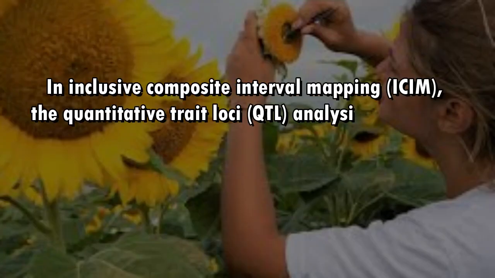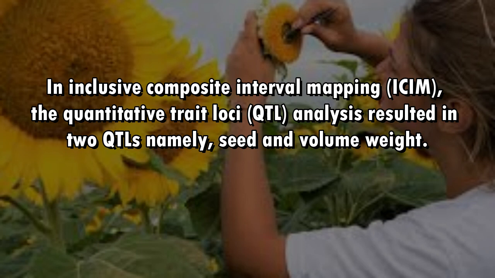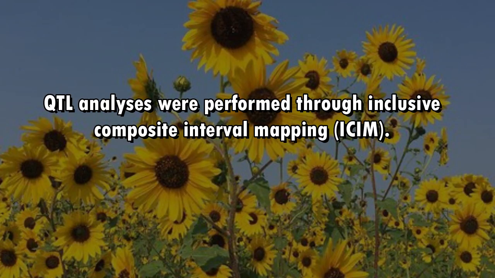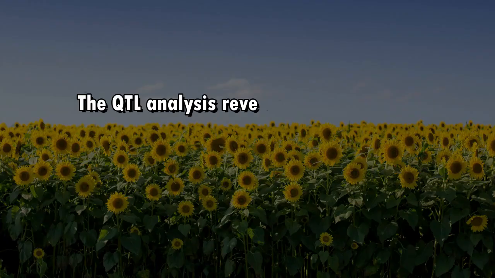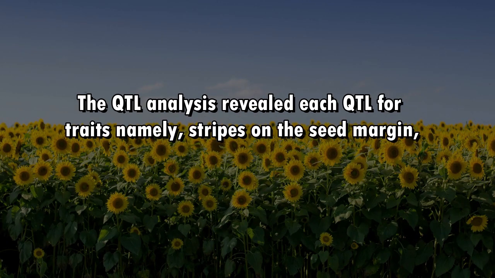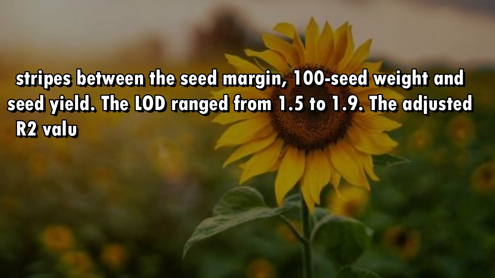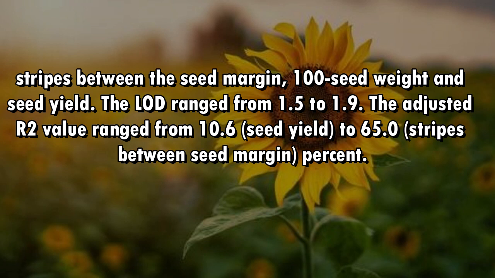In inclusive composite interval mapping, ICIM, the quantitative trait loci, QTL, analysis resulted in 2 QTLs, namely seed volume weight. QTL analyses were performed through inclusive composite interval mapping, ICIM. The QTL analysis revealed each QTL for traits, namely stripes on the seed margin, stripes between the seed margin, 100 seed weight, and seed yield.